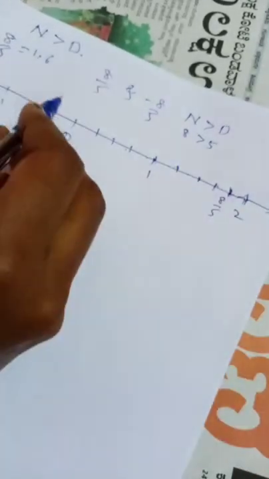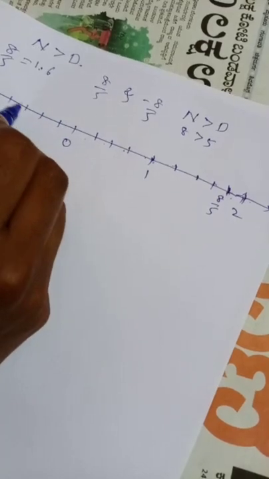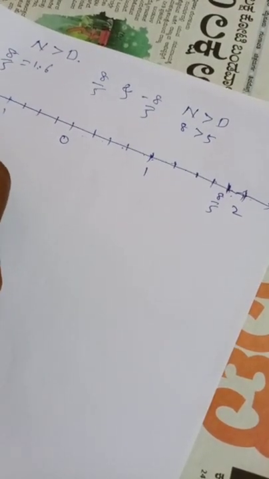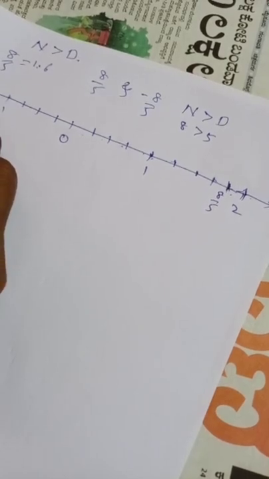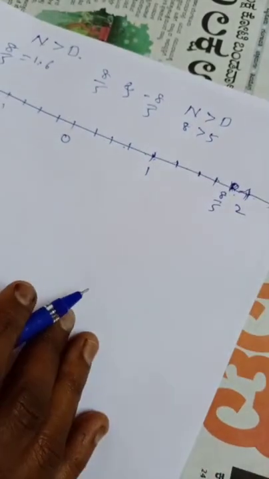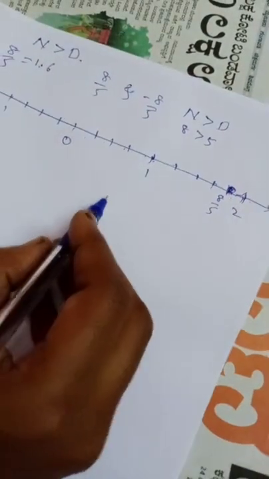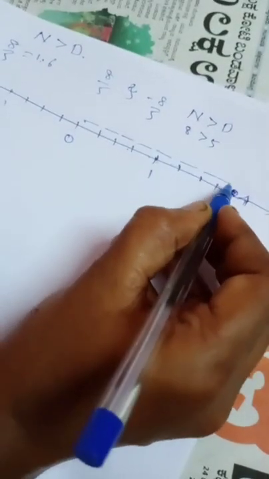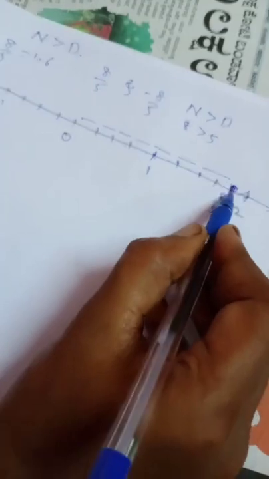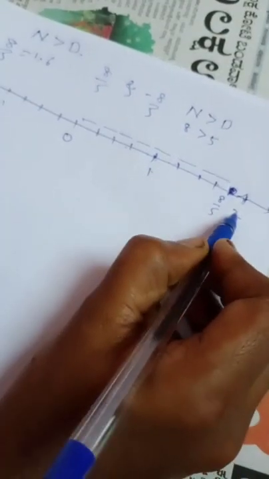I'll write 8 by 5 here. Similarly on the negative side, counting 1, 2, 3, 4, 5, 6, 7 and 8, this is minus 8 by 5. So 8 by 5 lies between 1 and 2, as well as minus 8 by 5 lies between minus 1 and minus 2, like this. Thank you.